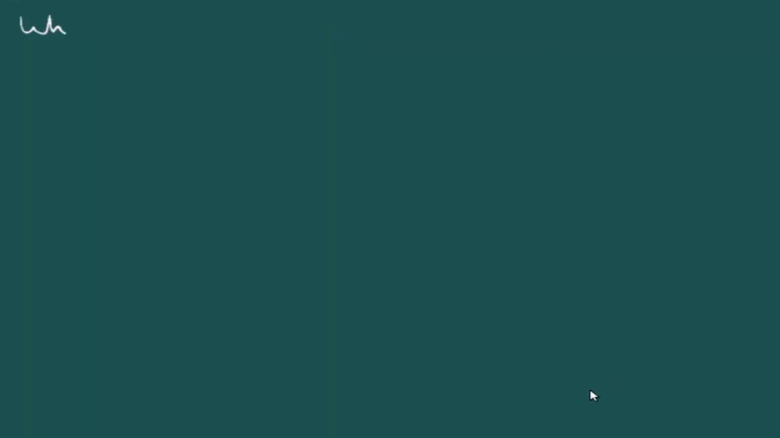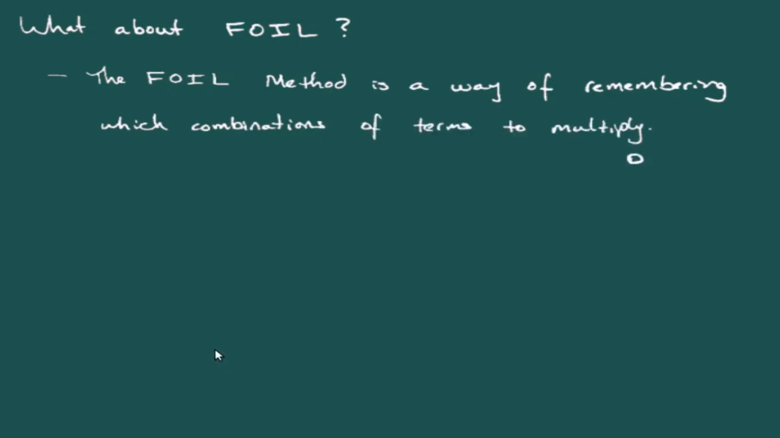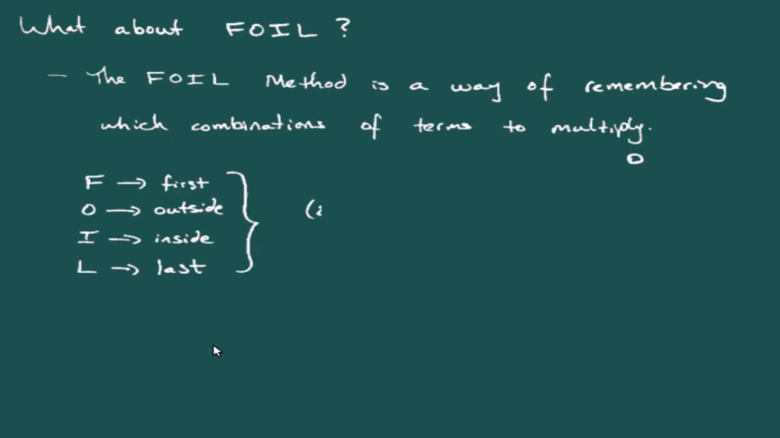So I can hear maybe some people out there who are saying, well, what about FOIL? I learned FOIL in high school. What about that? Well, what exactly is FOIL? FOIL is a way of remembering which combinations of terms to multiply. The F stands for the first two terms. The O stands for the outside two terms. I is for the inside terms, and L is for the last two terms.